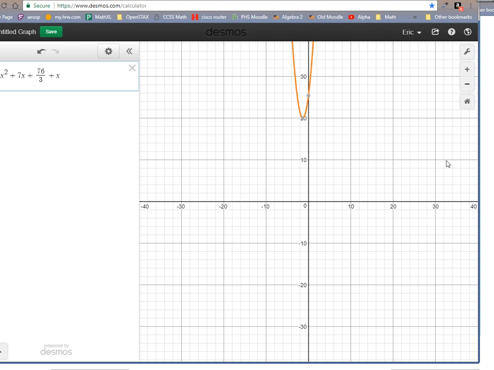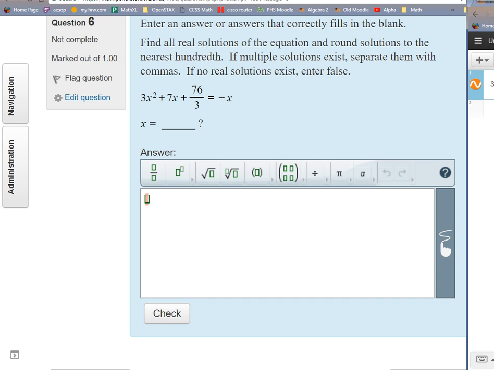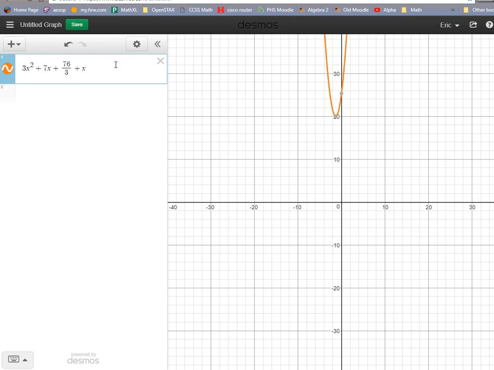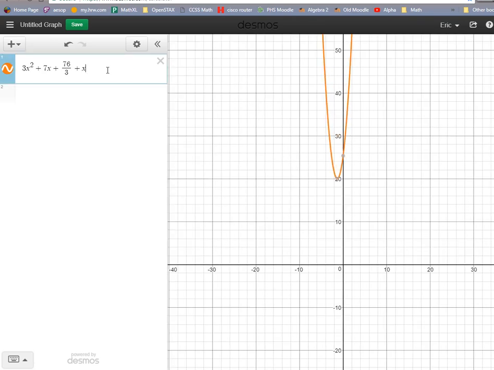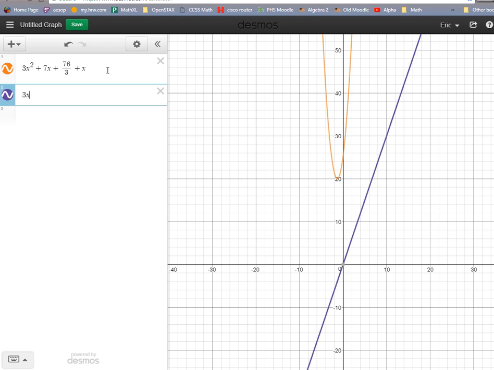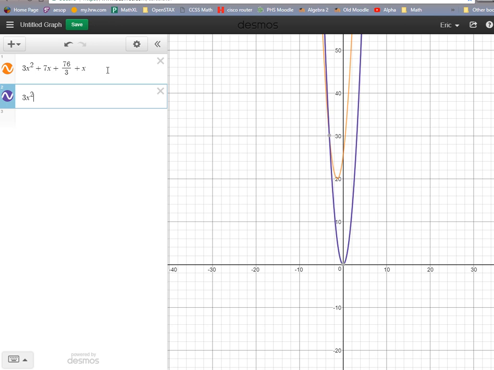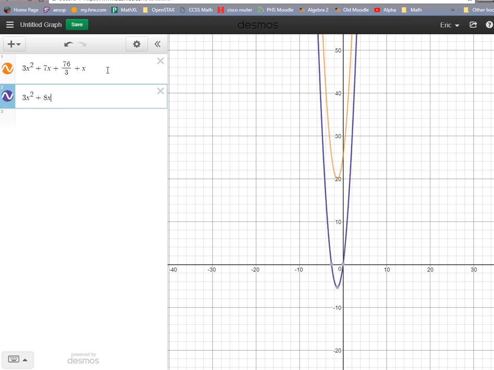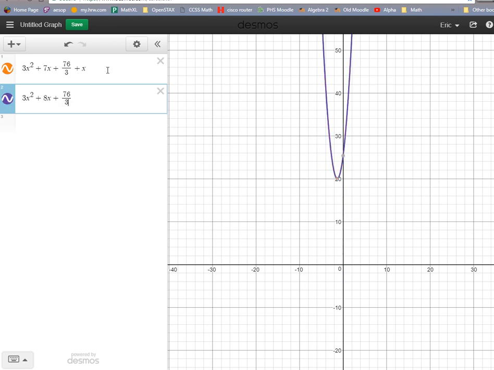Would it still work if you wrote plus 8x? If I did plus 8x instead of having the extra x at the end? Oh yeah, it would. Of course. It'd be the same thing, right? Let's graph those next to each other. So in a different color, let's graph 3x squared plus 8x plus 76 thirds. Same thing, right? Notice they overlap perfectly. My point is just that you don't even have to go through the hassle of adding up the like terms if they're fractions or something weird like that, right?